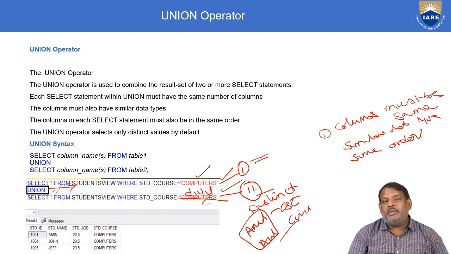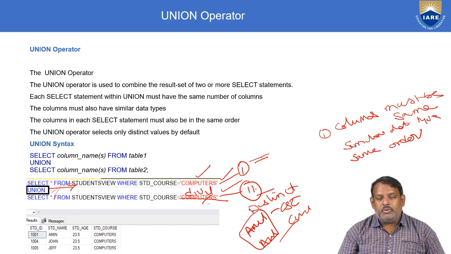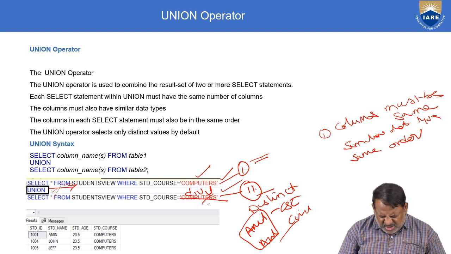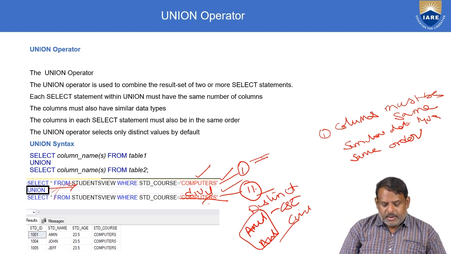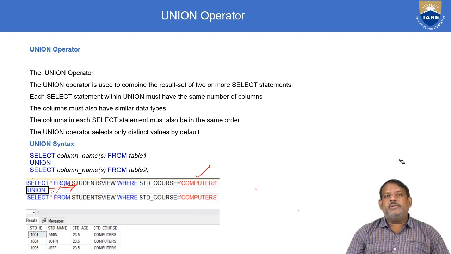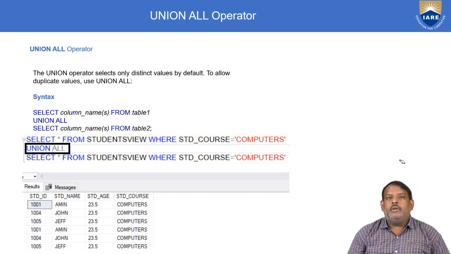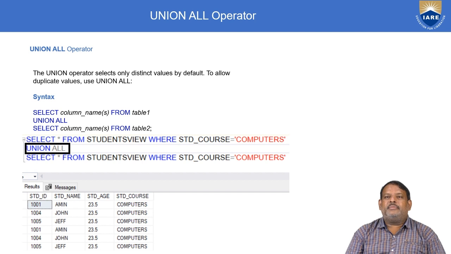And what is union used for? Union is used to combine two result sets. Now we'll see the union all. Union all is just a small addition to the union function.